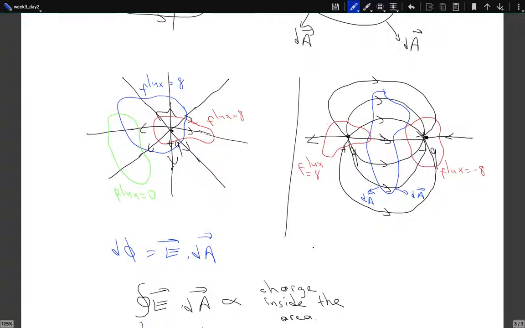The sum is 0. Although there is this electric field line passing through my surface, its contribution to the flux is 0. Okay, let's give a 10-minute break.